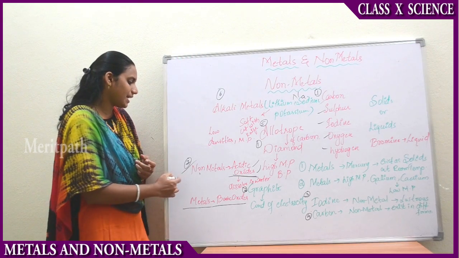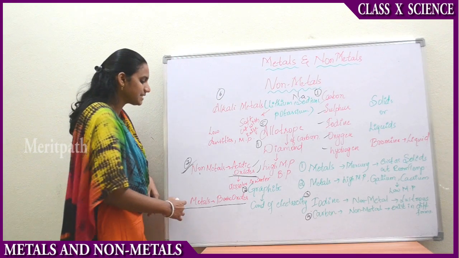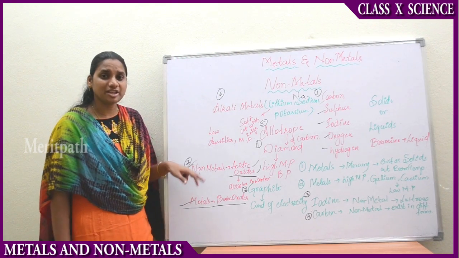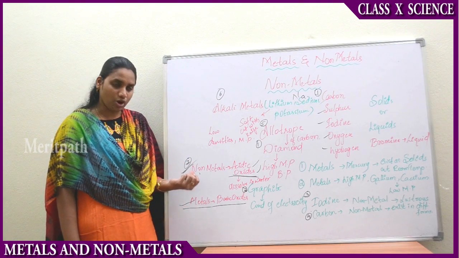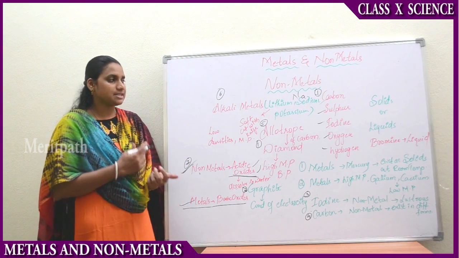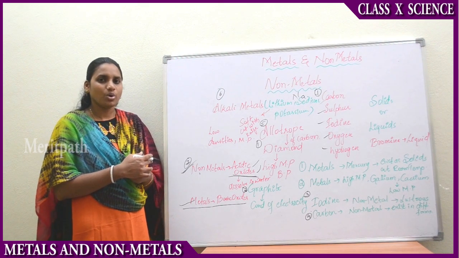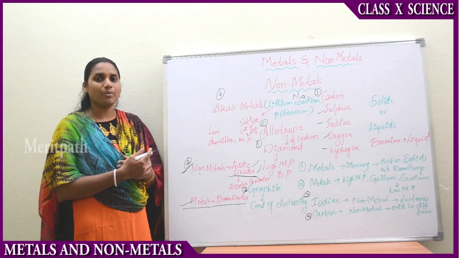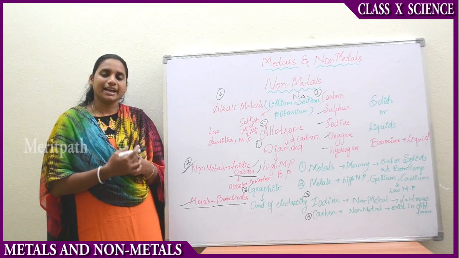Now, non-metals have acidic oxides, while metals have basic oxides. This is the major difference between the chemical properties of non-metals and metals. By this we classify them into two groups, non-metals and metals. Now we will learn in further detail about the reaction of metals with oxygen and their chemical properties.